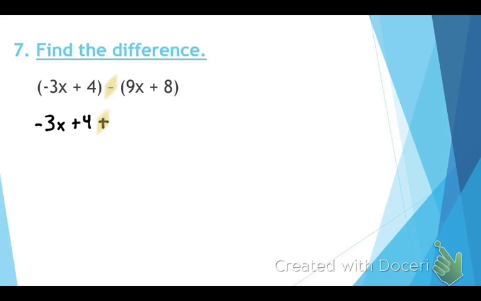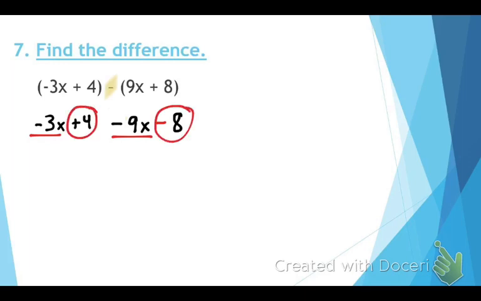So instead of +9x, it becomes -9x. Instead of +8, it becomes negative 8. How many of you would say you did that at least? Okay, once again, we have here double signs. We don't like to have double signs, so instead we're going to get rid of the plus because the minus always wins. Now you can circle and underline negative 3x, negative 9x.